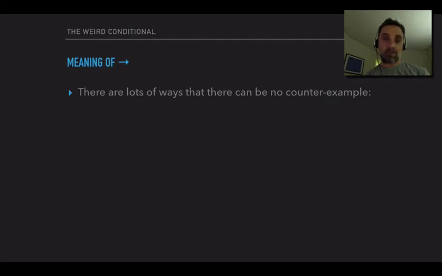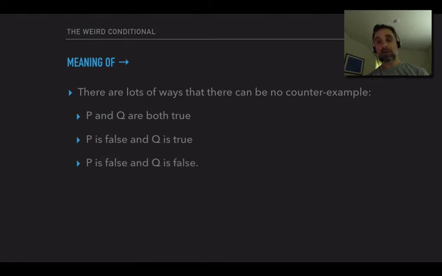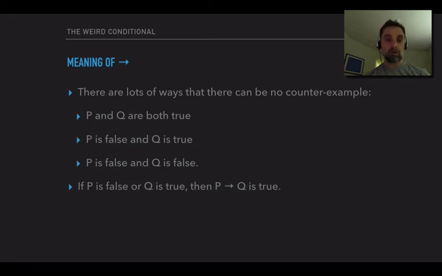And there are lots of ways there can be no counterexample. P and Q can both be true, P can be false and Q can be true, or P can be false and Q can be false. And if any of those are the case, then the arrow is true. So we can repeat what I said before. If P is false or Q is true, then P arrow Q is true.